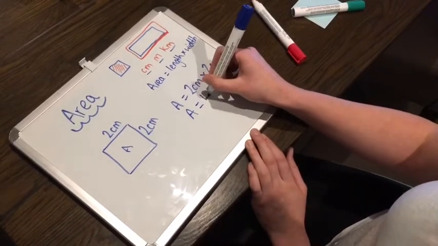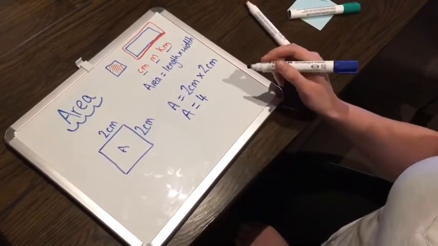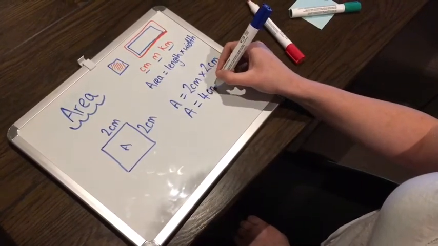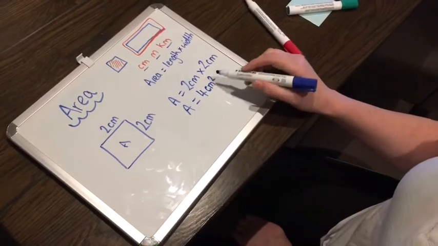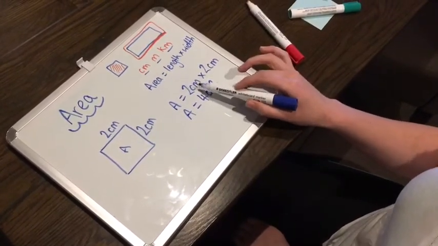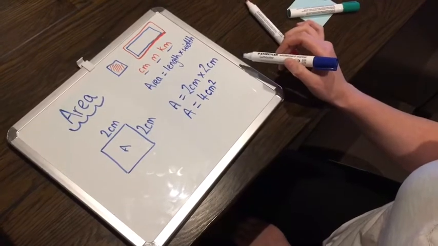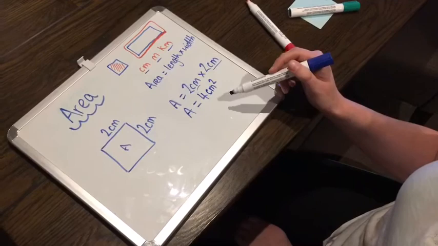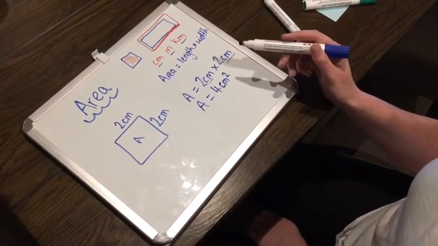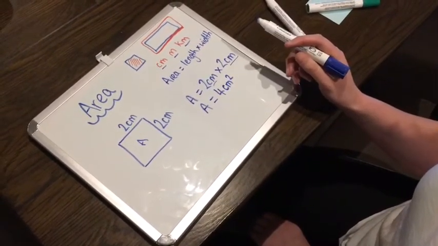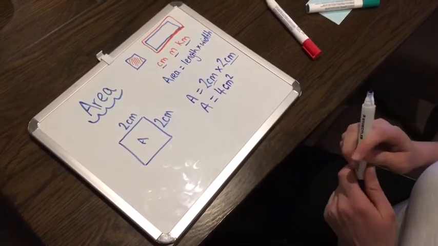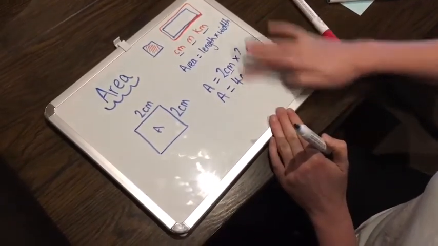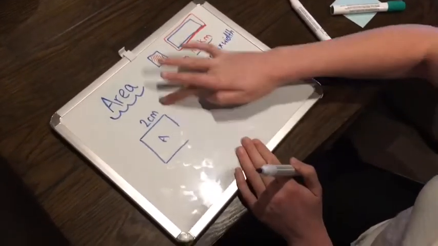4. Now, the way we can write our square centimetres is to have centimetres squared. The reason we do this, it's a shorter way of writing 4 centimetres times centimetres. We have 2 centimetres, so it's centimetres squared. Does that make sense? Or should we do another example? Okay, this time let's do a rectangle and see if we can figure out the area of the rectangle.